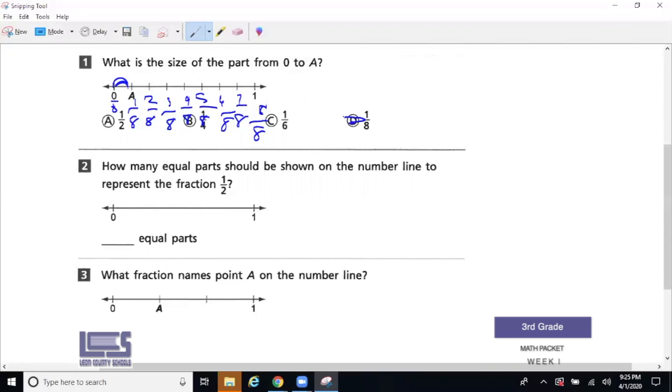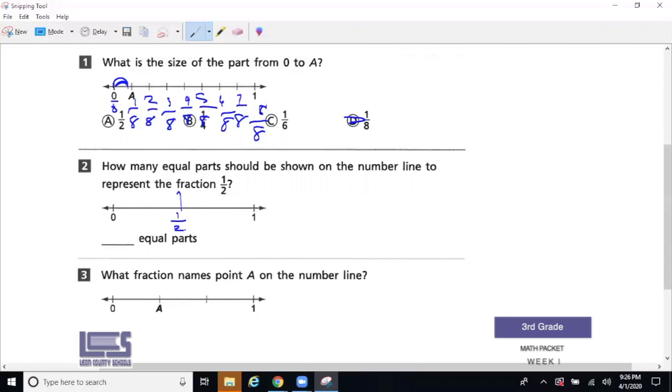Now we're going to use the same concept all the way through our packet. So let's take a second to look at question number 2. It says, how many equal parts should be shown on the number line to represent the fraction 1/2? So between 0 and 1, 1/2 will be somewhere in the middle. Excuse it if it's not actually perfectly in the middle, but we have 1/2.